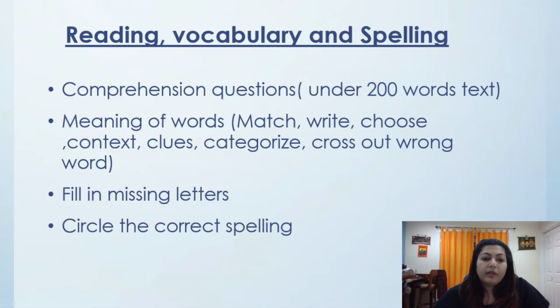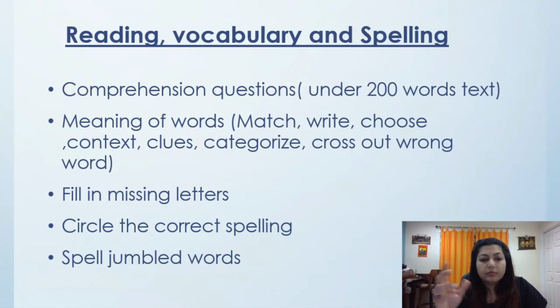And next we have circle the correct spelling. Of course there will be 3 or 4 sets of wrong spellings with one correct among them, and you have to choose and find it out. Jumbled words is basically jumbled spelling. Again, these are just different ways to understand the right spelling.